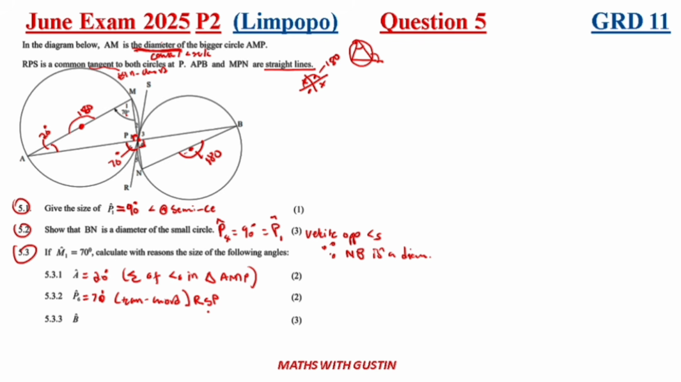Okay, so therefore B, they were looking for B now. They want us to find B. So if this is what, then this is also tangent-chord. So S2 is equal to 20. If S2 is equal to 20, therefore even B is equal to 20. Okay, I think so. Let's just have a look at this one quickly.